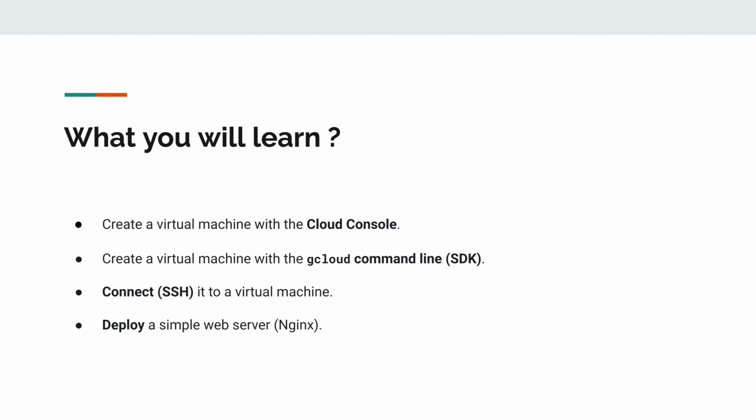We will see two methods. The first one is the simple and very easy one, to SSH from Cloud Console. And then we will see how we can SSH into the same virtual machine from our local machine. And then we'll deploy a simple web server called Nginx and try to access it. So this is the agenda which we are going to learn. We will start creating VMs after this intro.